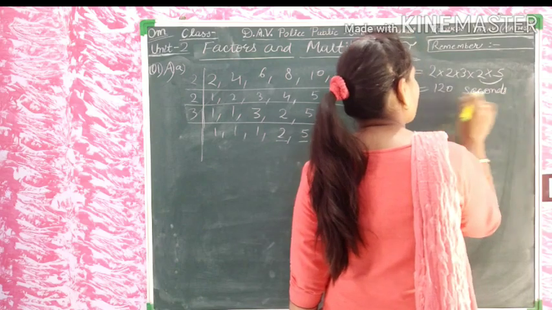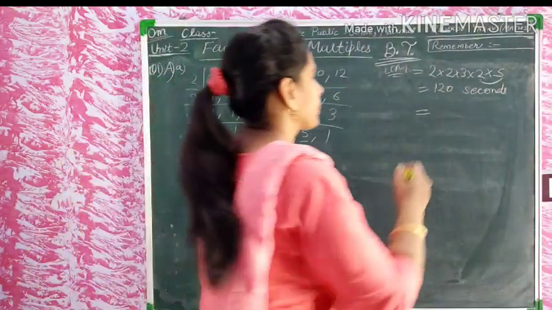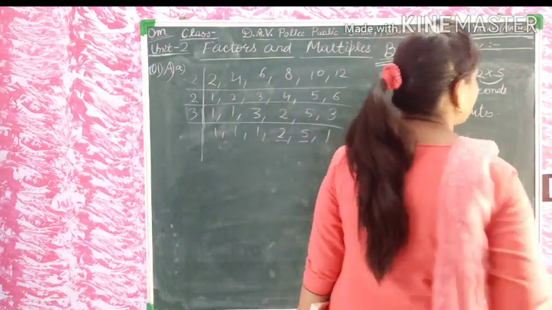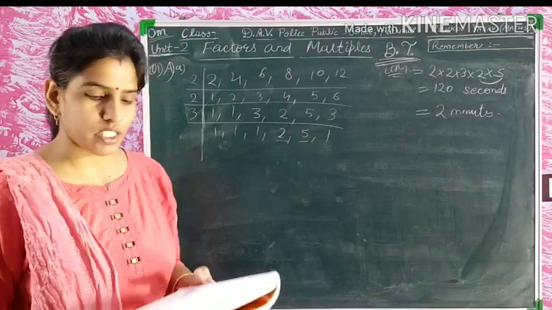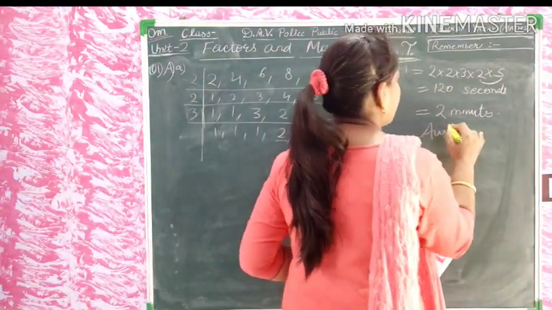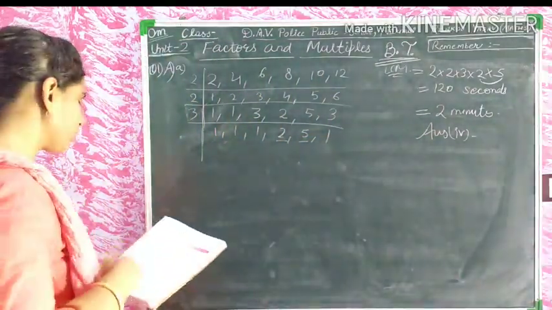In 120 seconds, how many minutes are there? There are 2 minutes. Okay students, there are 2 minutes. So after 2 minutes, they will toll together. The answer is option 4, which is 2 minutes. Is this clear students? Now we will go to part B.